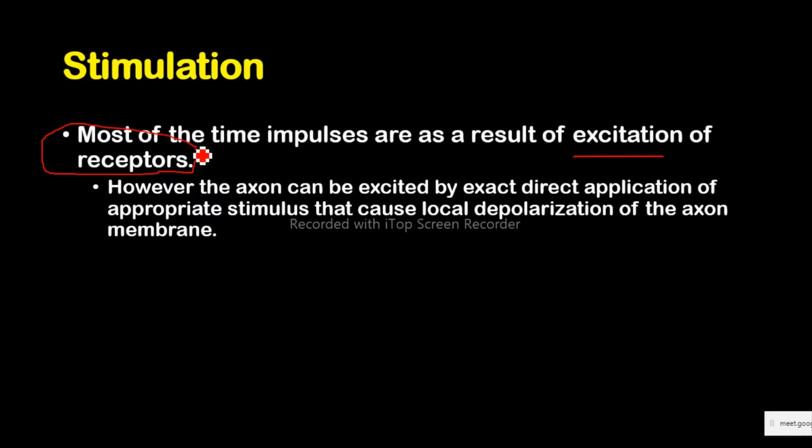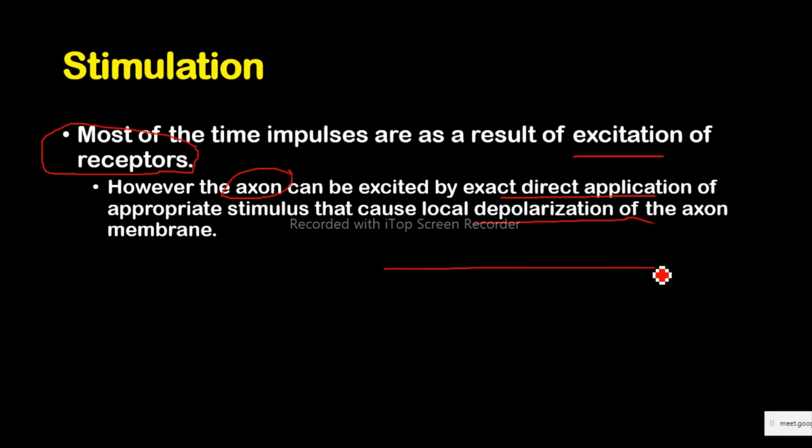That is enough to excite a receptor to produce a nerve impulse which is evoked and transmitted to its destination. However, that is not restricted to receptors alone. An axon can also be stimulated or excited. If it is excited by the direct application of an appropriate stimulus, then you can cause depolarization within an axon.